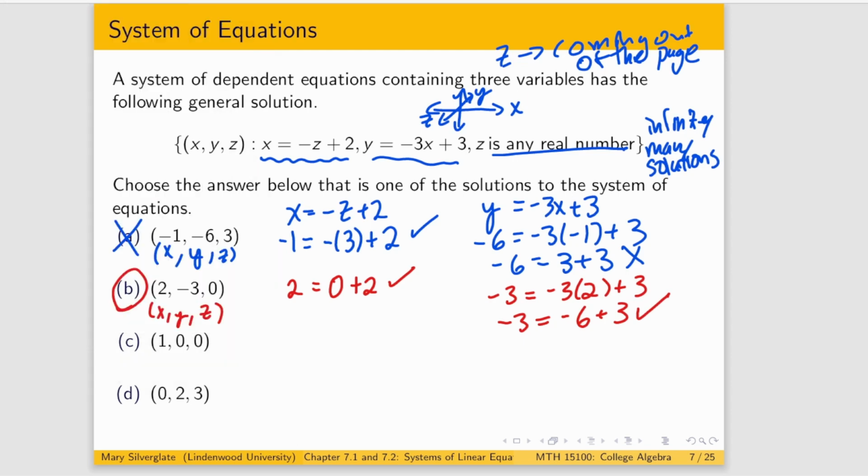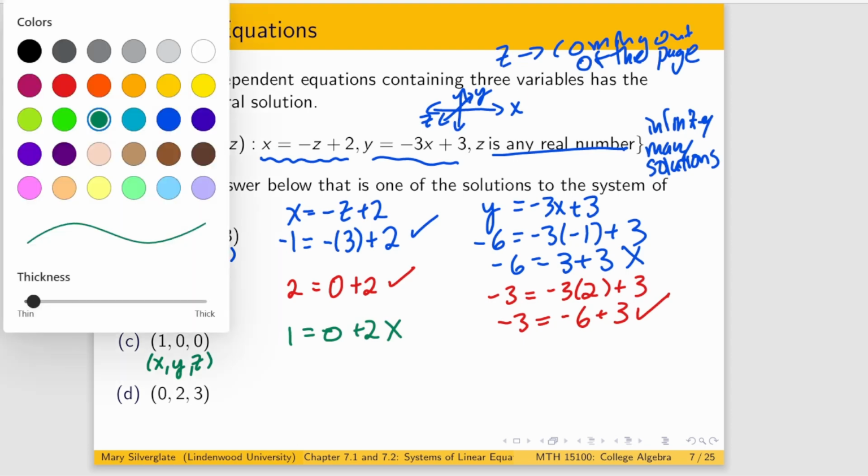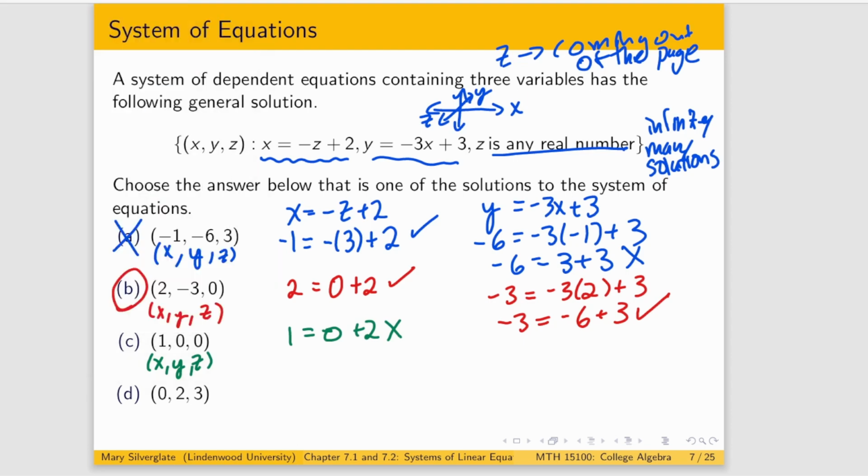And then let's just check the other ones for good measure. Again, we've got an x, a y, and a z. We're going to check is 1 equal to 0, since negative 1 times 0 is still just 0, plus 2. It does not equal that. So we can even just stop checking at that point, because as soon as it doesn't work for one equation in the system, it doesn't work overall. And then for the last one, we want to check the same thing. We're plugging in 0 for x, and 3 for z. 0 does not equal negative 3 plus 2. So we can just stop there. So the only one that works is B.